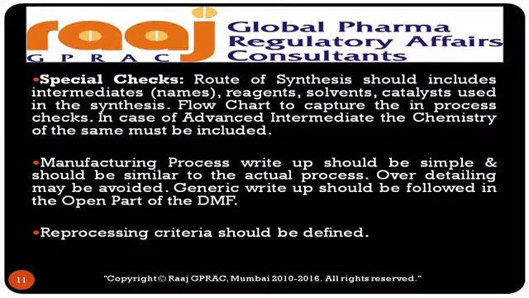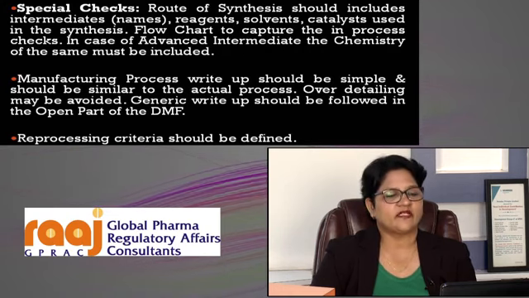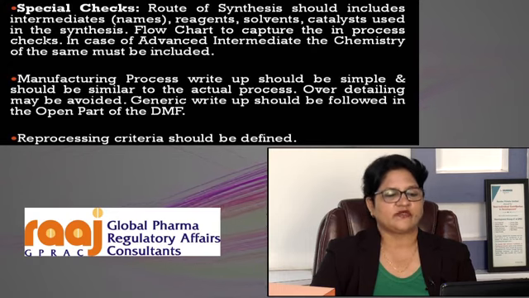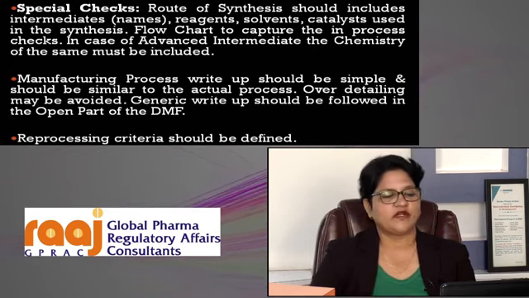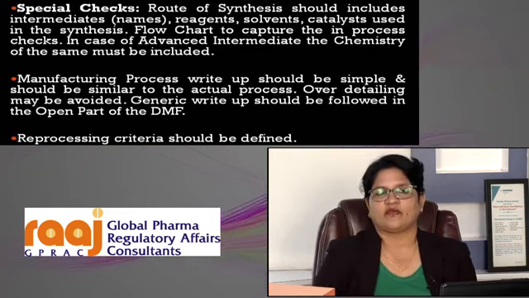But during the write-up of the S2 part, what special checks have to be kept in mind? First, the route of synthesis should include the intermediate name, reagent, solvent, and catalyst used in the synthesis, then a flow chart to capture the in-process checks. In case of an advanced intermediate, the chemistry of the same must be included.